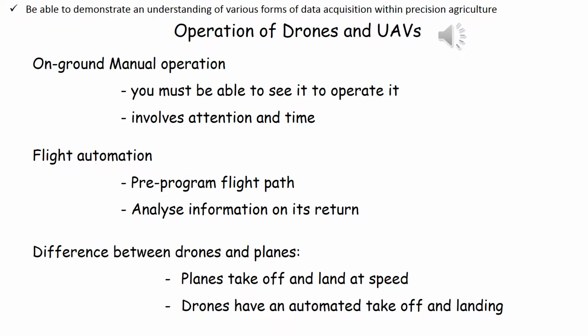You can automate the flight path of a UAV by pre-programming where you want to go. So you put in the GPS coordinates and the flight path, and it automatically goes and collects the information for you. In that case, it's not as time intensive or concentration intensive on the person's part.